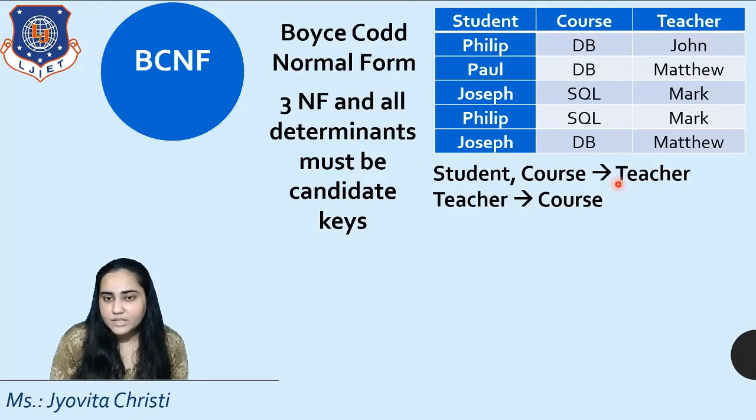And because that's a candidate key, our first dependency, which is student and course determine teacher, is alright. But the second dependency, which says teacher determines course, that's not alright. Because here on the left hand side we have teacher, and teacher is definitely not a candidate key, because it contains duplicate values like Matthew, which is coming twice, and Mark, which is coming twice. So this is not a proper dependency as per BCNF, and because of teacher determines course dependency, this table is not in the Boyce Codd normal form.